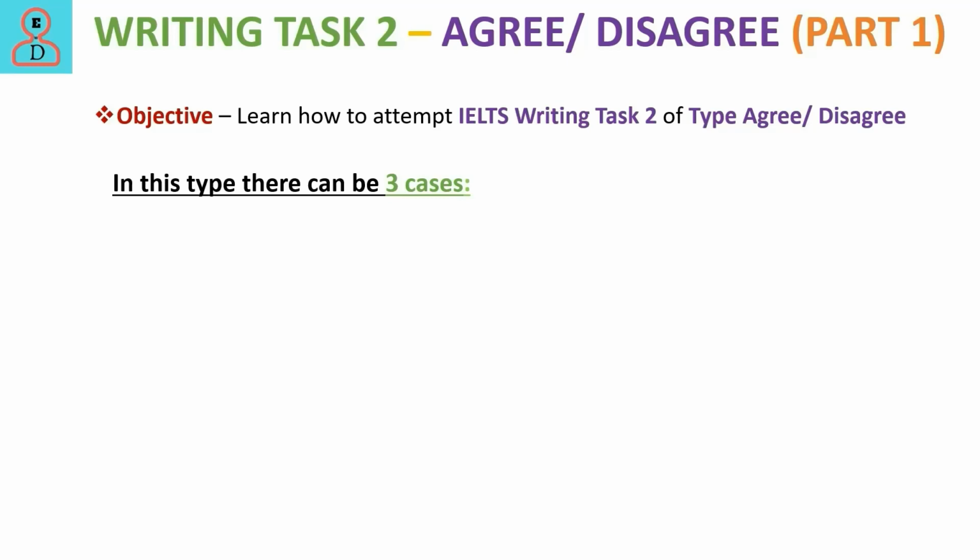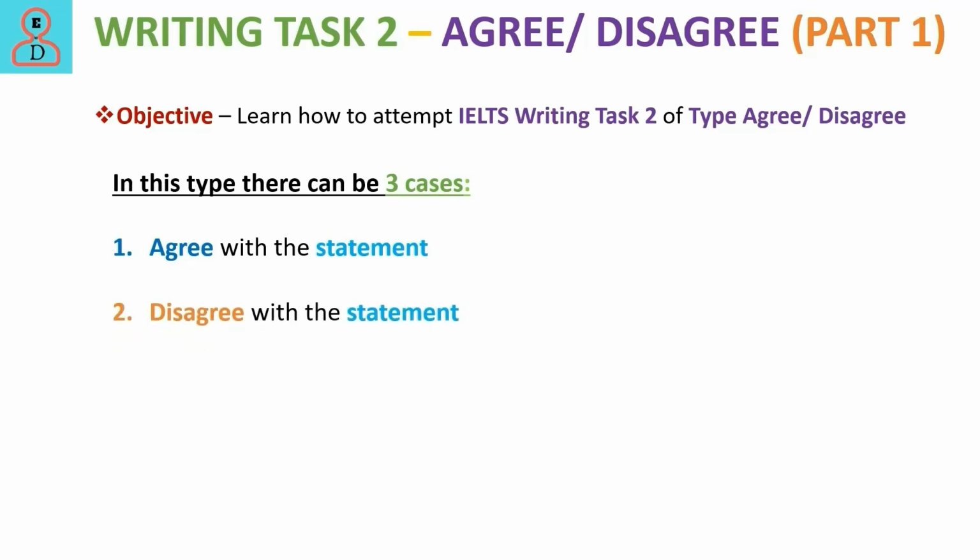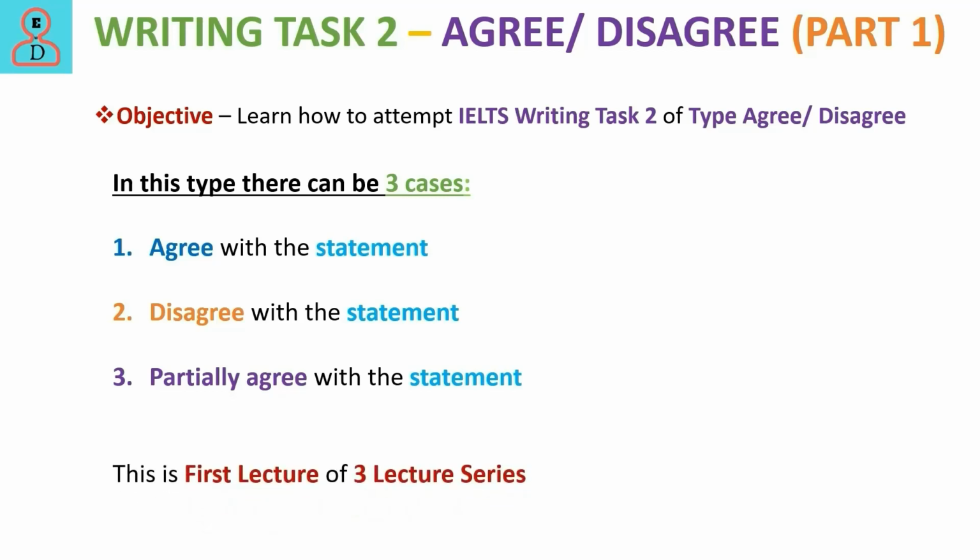Case 1. You completely agree with the statement. Case 2. You completely disagree with the statement. And Case 3. You partially agree, which means that you have points on both in favor and against the statement. This video is the first lecture of this 3-part series which will cover Case 1.